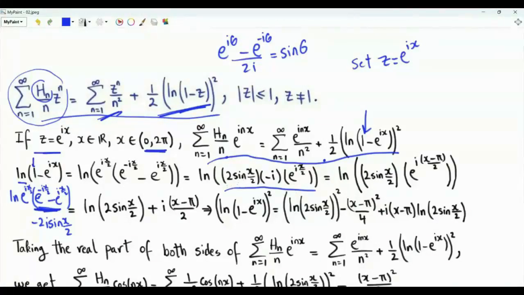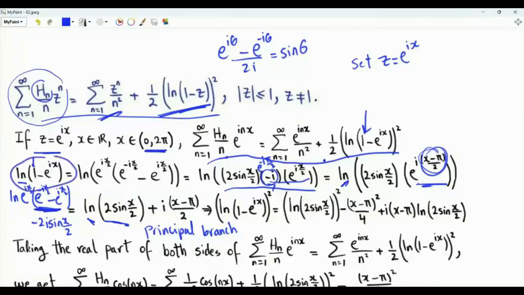The argument of the logarithm is 2 sine x over 2 times minus i times e to the i x over 2. This minus i can be written as e to the minus i pi over 2. These two exponentials can be written together as e to the i (x minus pi) over 2. The logarithm of the product is the sum of logarithms. Thus we get the logarithm of 2 sine x over 2 plus the logarithm of e to the i (x minus pi) over 2, which is i times (x minus pi) over 2. Here we are using the principal branch. We can square the logarithm and square the sum of these two terms to obtain this result here.